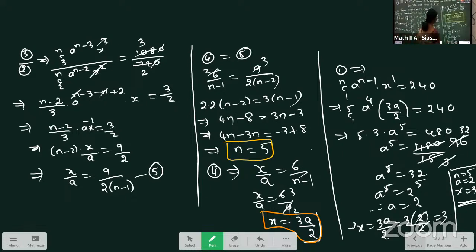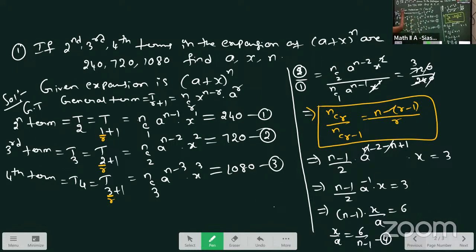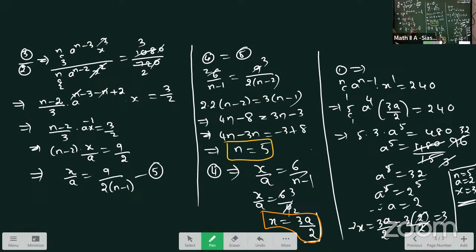So once again, second, third, fourth terms of an expansion are given. So substituted in the formula T2, T3, T4. Then divided 2 by 1. We got equation 4. Then equation 3 by equation 2. We got equation 5. If you observe, 4 and 5 are equal. So equated equation 4 and 5 and got n is equals to 5. By taking n as 5, found x is equal to 3a by 2. Substituted n and x values in equation 1. So we got a is equals to 2. So with the help of a, we found x is equals to 3. So this is how we got n is 5, a is 2, and x is 3.